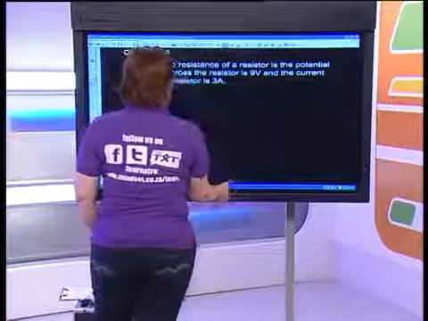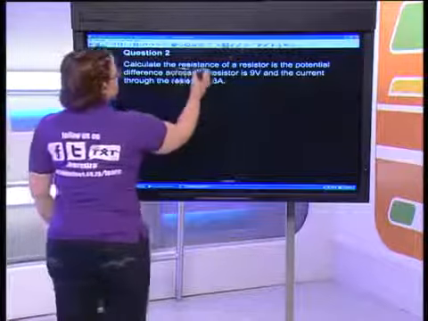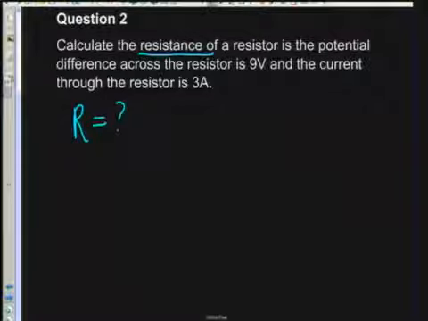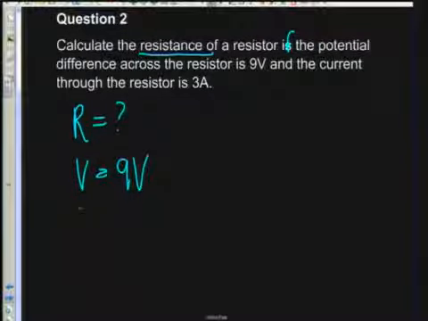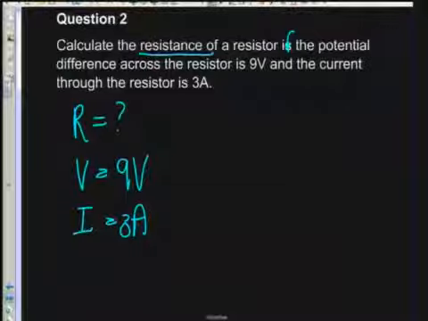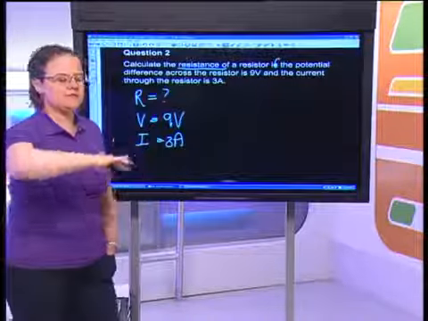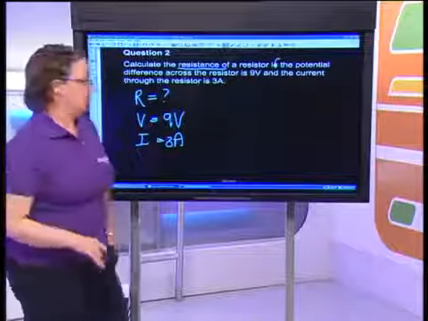This question says to us, calculate the resistance. So they're saying what is R, so that's my unknown, if the potential difference, so that would be V across the resistor, is 9 volts, and the current through the resistor is 3 amps. Guys, please write a data list. Write it to the side, write what you're given. It's going to make your life a lot easier along the way.